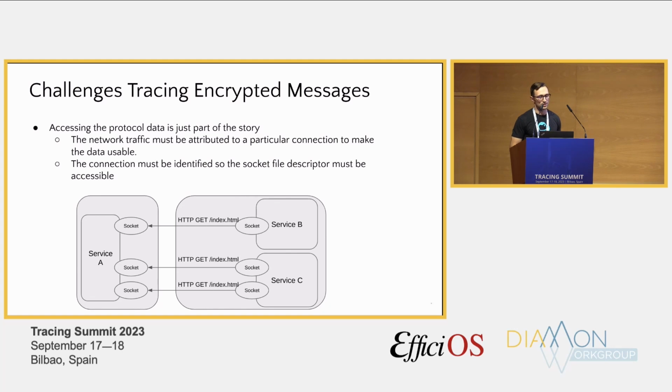And so the way Pixie accomplishes this is through using socket file descriptors for that connection identity. So in this example here, you can see that service C is making 2 HTTP requests to service A. We need to be able to make sure we keep these payloads separate and we don't match requests and responses against the wrong request.